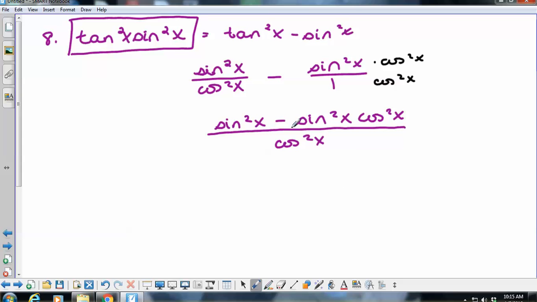There's more than one term, so they won't cancel. If you want things to cancel, we can only have one term on top. How do we turn multiple terms into one term? We factor something out. Looking at my terms, what do these have in common? Sine squared x. So let's pull it out.